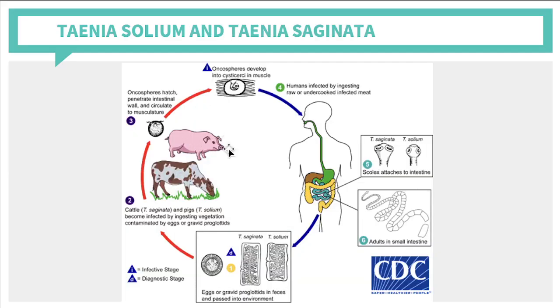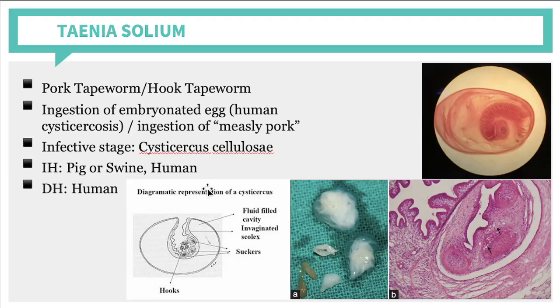So let's review again. Humans here can ingest the egg, and the human then becomes the intermediate host. So do you think that eggs can develop into the adult stage? No, because we serve as the intermediate host and not the definitive host. Please take note of that, okay? And now take note, the definitive host will be the human.